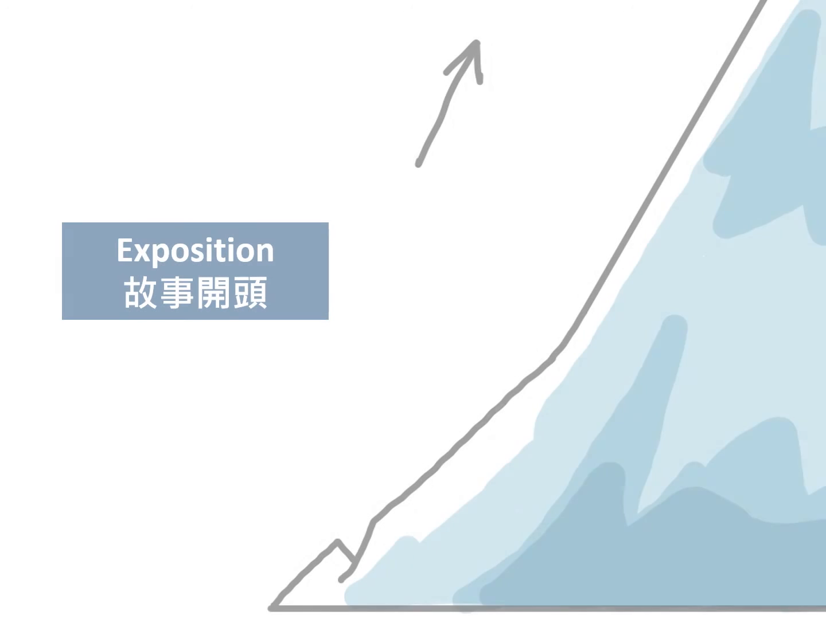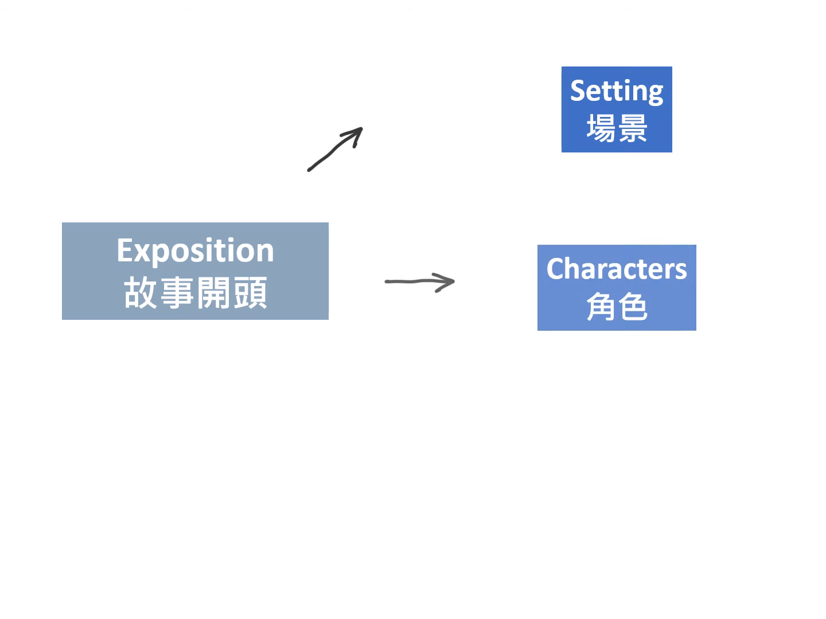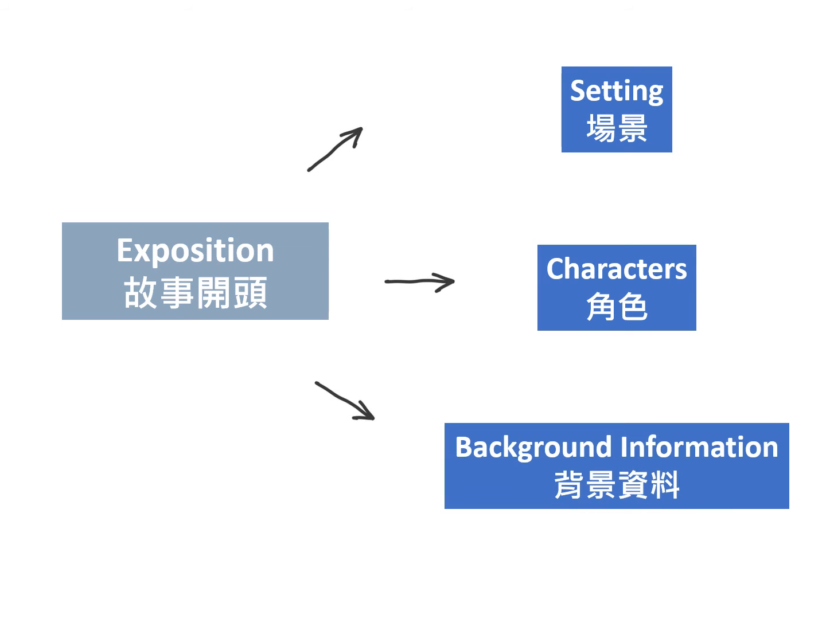Sometimes, exposition can also be called backstory. Exposition is the first part of the plot sequence in a story. It is the beginning of the story where the setting, characters, and the background information are introduced.